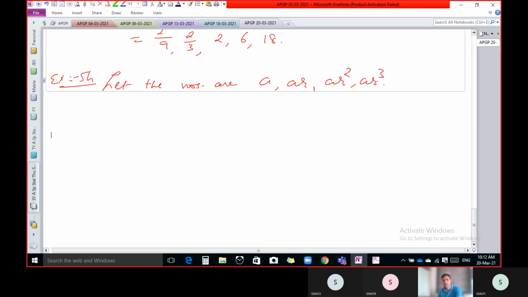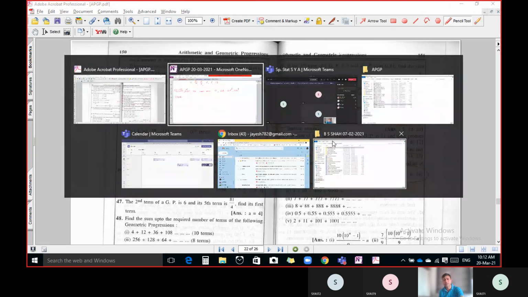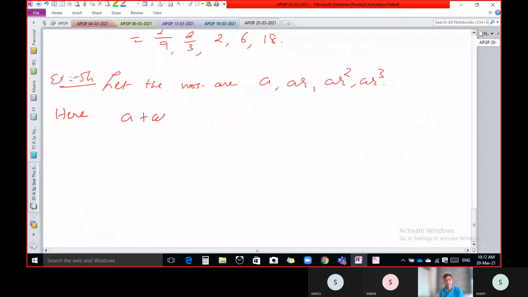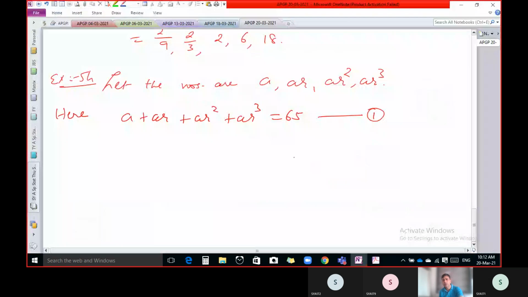So let the numbers be a, ar, ar square and ar cube. Here, what information do we have? The sum of these four numbers is 65. Let us say equation 1. And the sum of the last two terms is 45. The last two terms, ar square and ar cube, sum is 45.